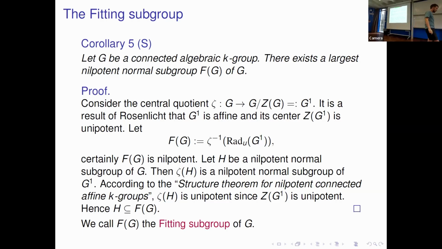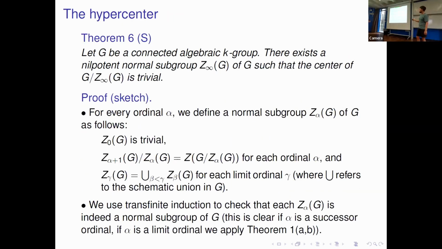Okay, so this is the ingredient for the next result. We call this the Fitting subgroup, an analog of the notion for finite groups due to Fitting in, I think, the 30s. So this is the first solid proof here that isn't just a consequence of this theorem. You take a connected algebraic group, not necessarily affine. There exists a nilpotent normal subgroup, which we call Z infinity G, such that the center of the quotient is trivial.